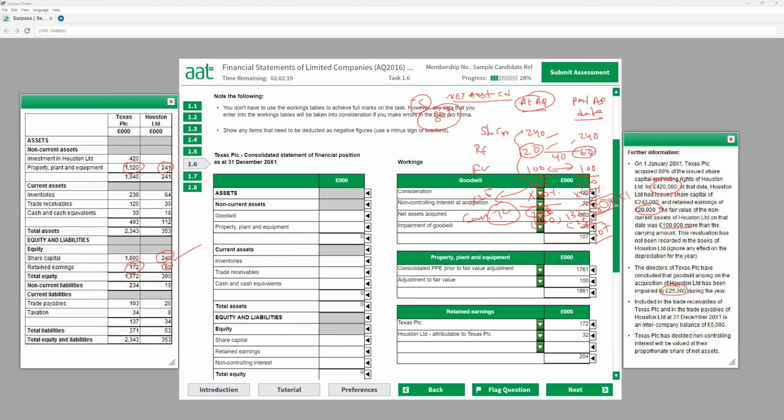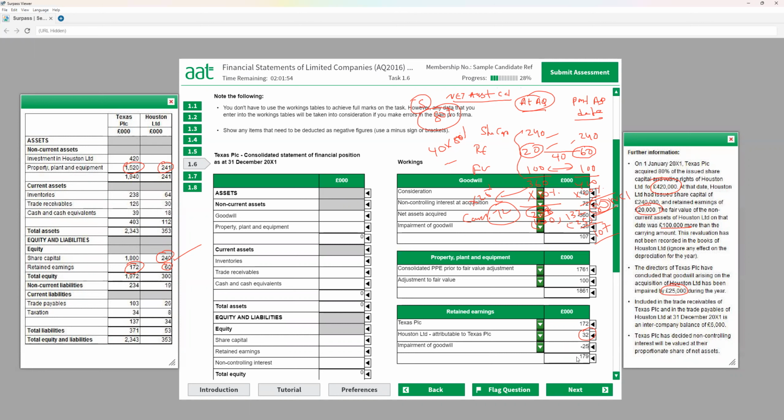Because 20 was already at the beginning. So on 40, I can take only 80% because I own 80%. So 40 times 80%, that gives you 32. And finally, as I said, any impairment will have impact on the retained earnings. So impairment of goodwill will have impact on the retained earnings at minus 25. So that will give you 179 total retained earnings for the parent.